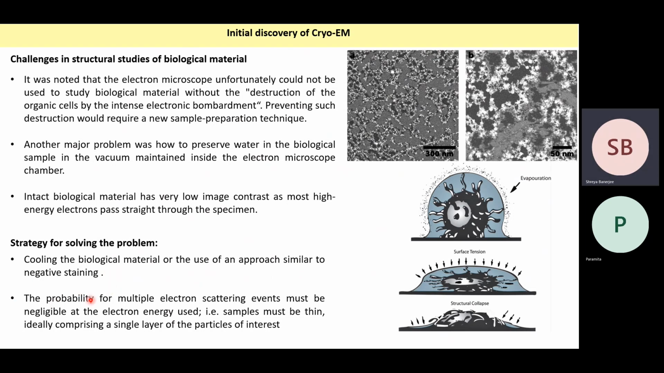And another thing that had to be maintained is that the probability of multiple electron scattering events must be negligible at the electron energy used. That is, the sample must be thin. If the sample is not thin, different layers of the sample can scatter the electrons differently, and that will cause even more confusion. This is how, because of the drawbacks of the electron microscopy, cryo-electron microscopy was developed.